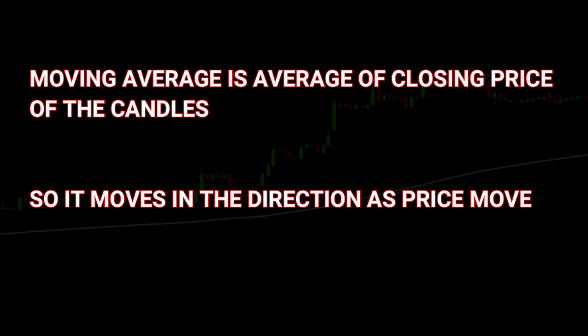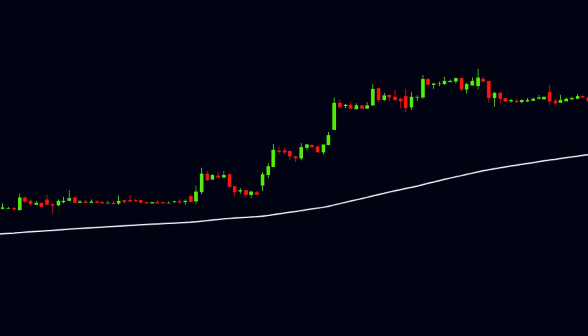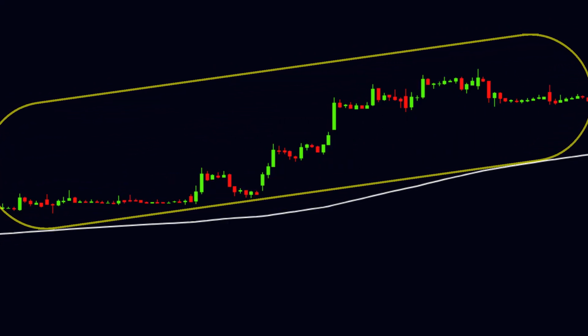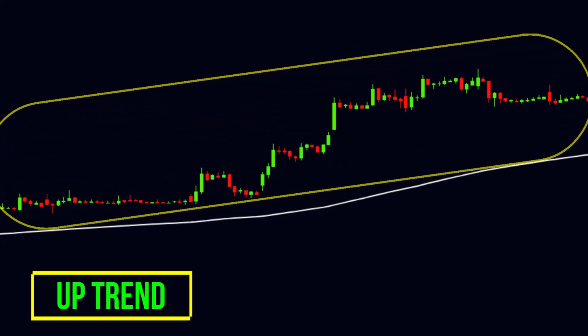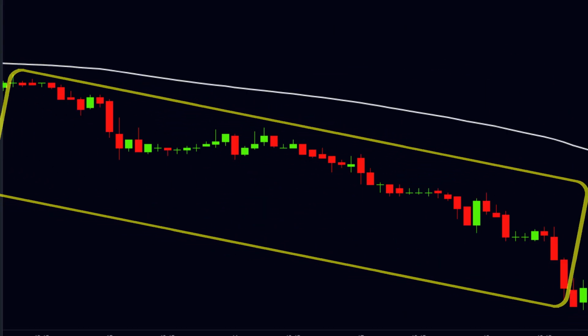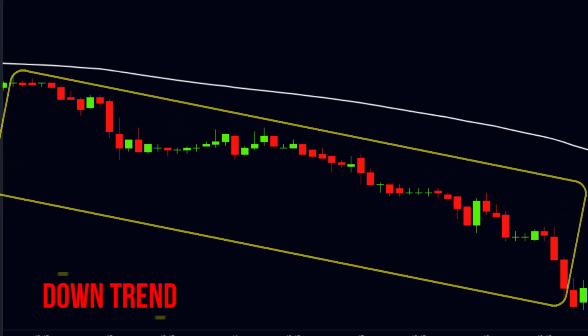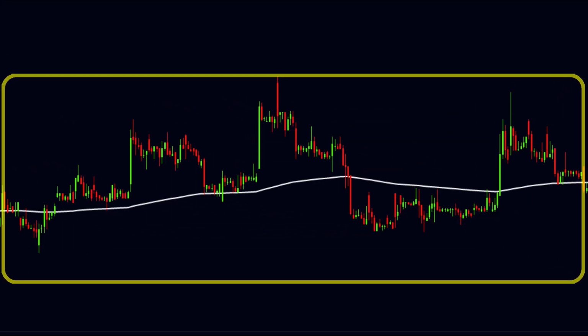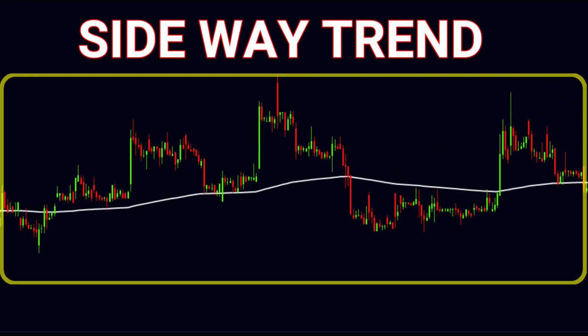As we discussed, moving average is average of closing price of the candles, so it moves in the direction as price move. Thus, moving average indicates the trend of the stock. Sometime it is called trend following indicator. Whenever the price moves above the moving average, it is called the uptrend. Similarly, when price moves below the moving average, it is called the downtrend. But if the price is within the moving average, it will be called sideways trend.